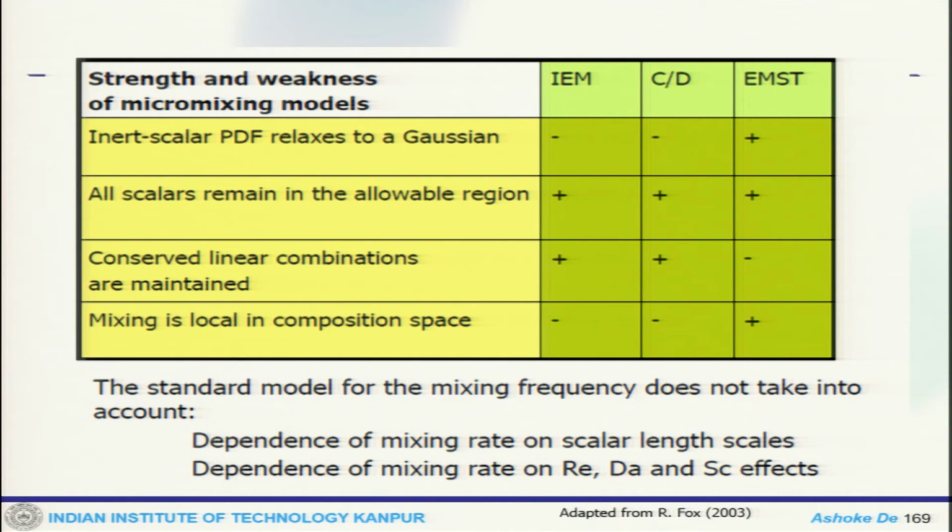Now if I just quickly put together the strengths and weaknesses of these micromixing models, there are IEM, CD and EMST. First point: the inner scalar PDF relaxes to a Gaussian. This happens in EMST only. Then all scalars remain in the allowable region, that is true for all of them. Now the conserved linear combinations are maintained, that is maintained in these two, not here. Mixing is local in composition space, which is actually true for EMST.